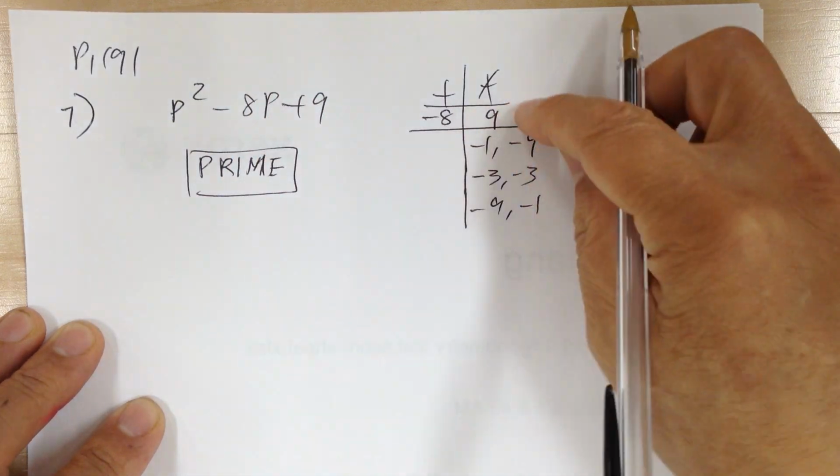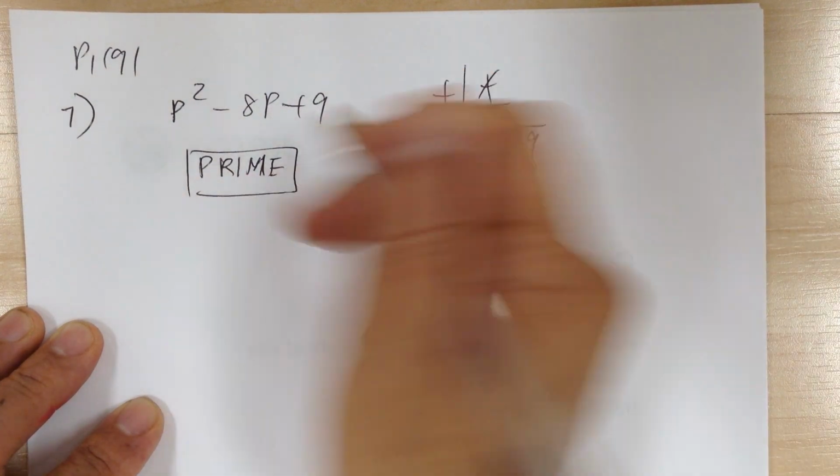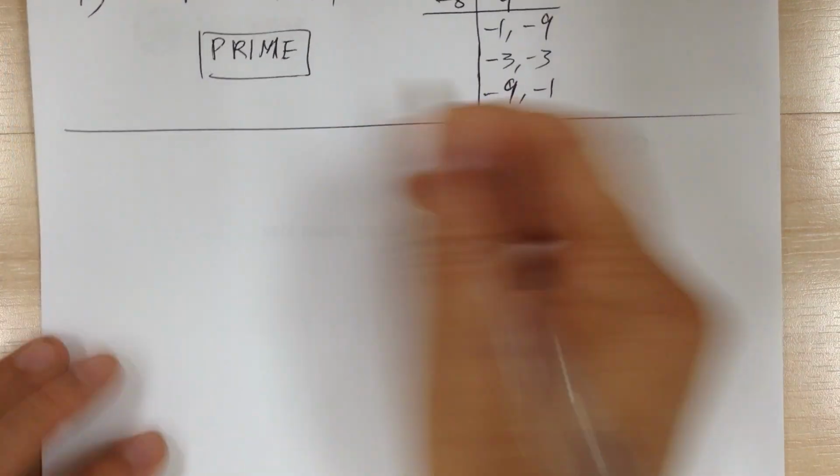And that's why it's so important to go down the list. That way you know that you didn't miss anything. And if none of these match, then it's not factorable, then it's prime.